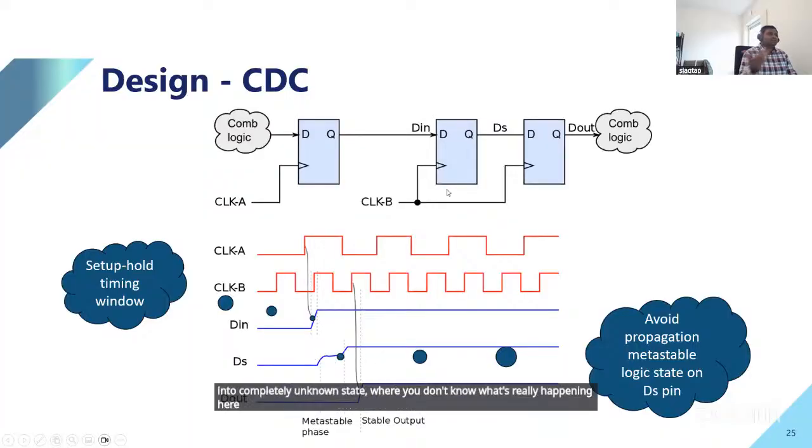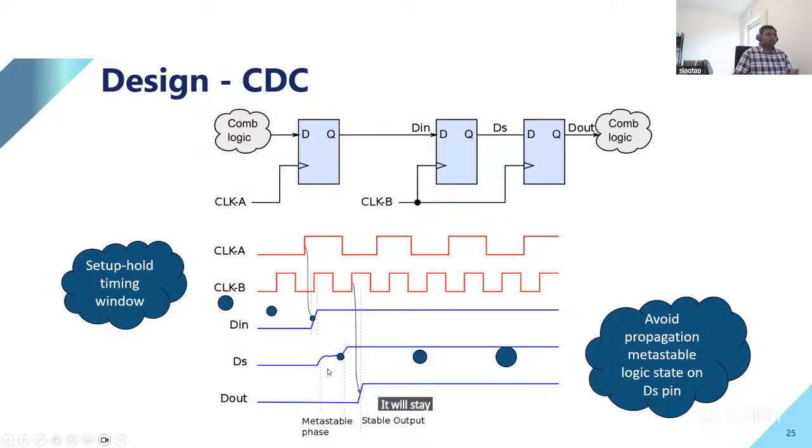And it's a characteristic of a flip-flop. It will stay in this state only for a certain time, and that time has to be less than this clock cycle. So if you go into a metastable state, for example at this point, it should eventually settle on either logic 1 or logic 0 because of the feedback loop inside the flip-flop.